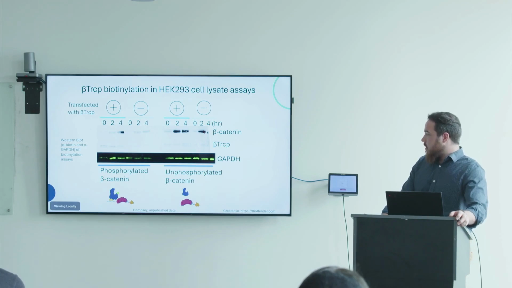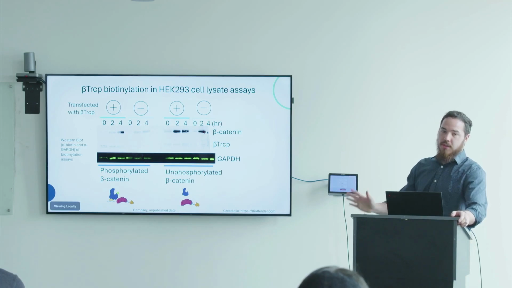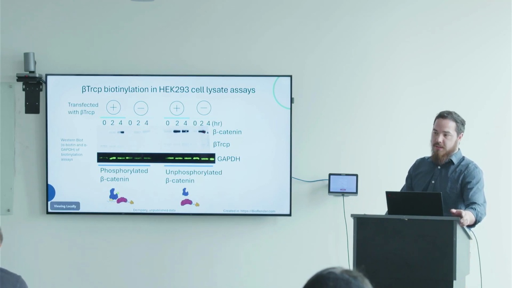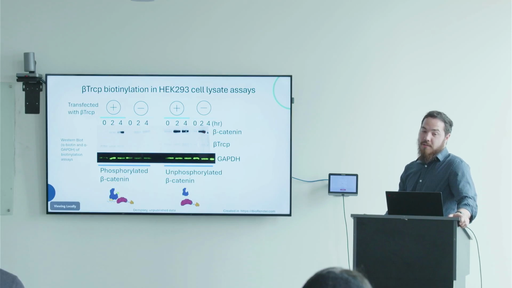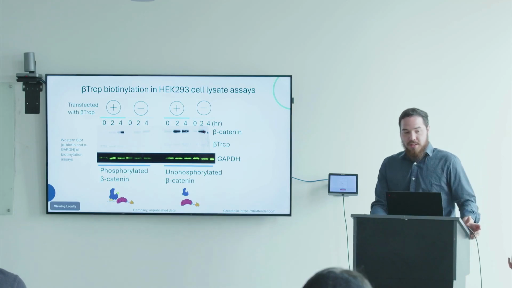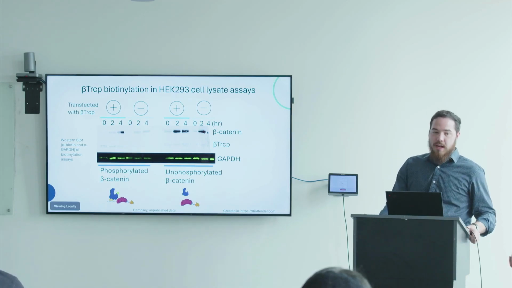There are some interesting aspects of the data, though. This is, again, first pass preliminary data, so we haven't run additional experiments yet, so it's very hard to tell with certainty. But you'll notice at time 0, we have what appears to be biotinylation in our β-TrCP. So that raises some questions. If at time 0 we have it, is it an endogenous biotinylated protein?